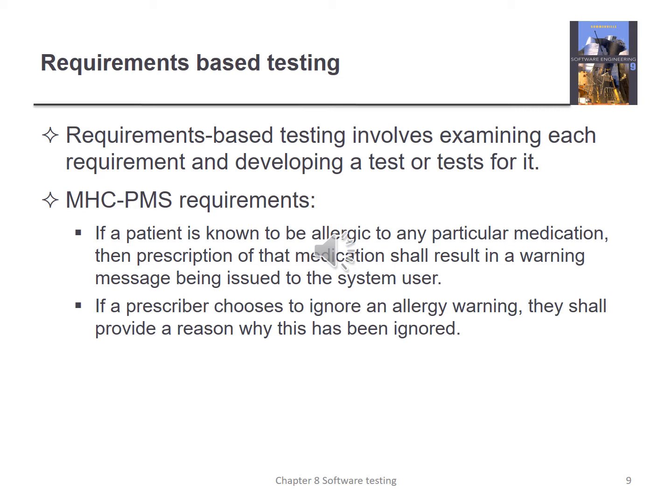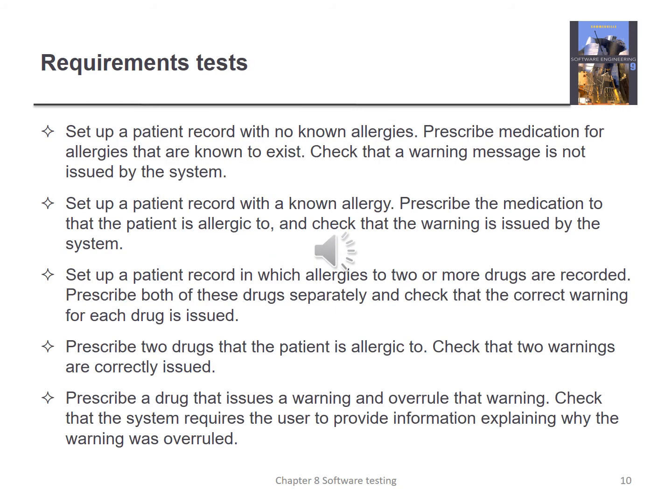If a prescriber chooses to ignore an allergy warning, they shall provide a reason why this has been ignored. So the system gives the warning, but if you want to override it, you could give a reason why you give him this medication, even though the patient is allergic to this type of medication. How are we going to test that?